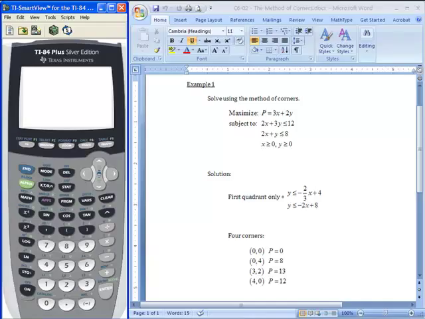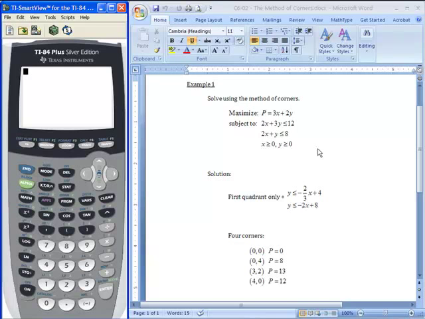The limitation of the method of corners is that since it is graphical, it can involve no more than two variables, since we can only graph on a flat surface like our calculator screen or paper in two variables, one on a horizontal axis, one on a vertical axis. So let's take a look at this problem here.